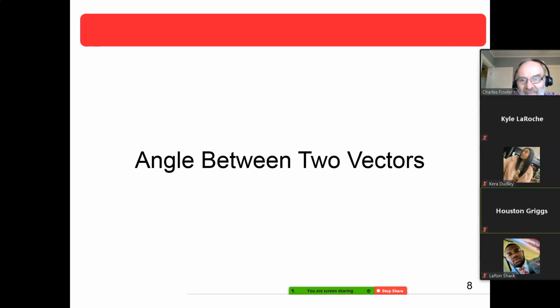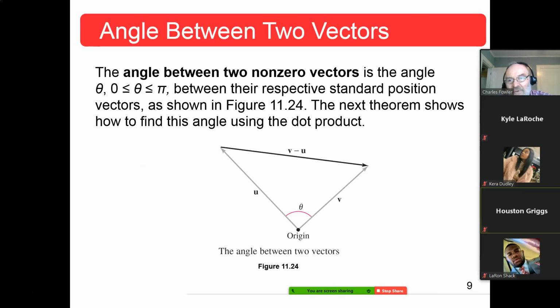Now we're going to talk about the angle between two vectors. We gave you, and we've done, the easy definition of a dot product. But guess what? It has at least one more and possibly 2 more really good definitions too. And that's what we're going to do here.